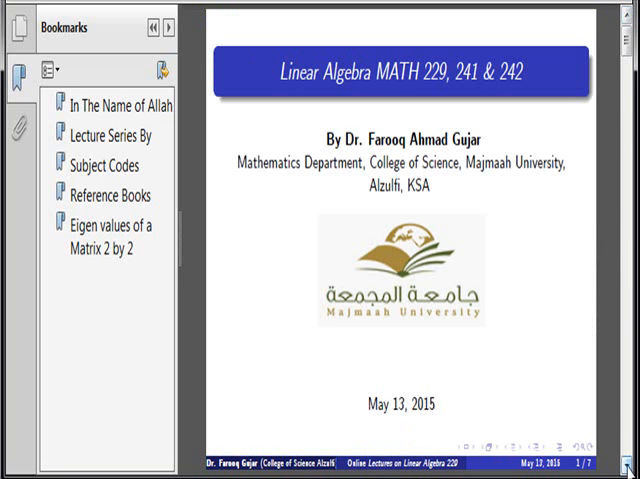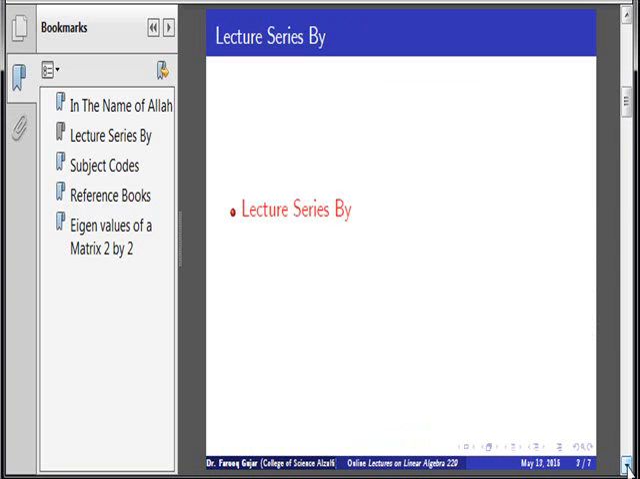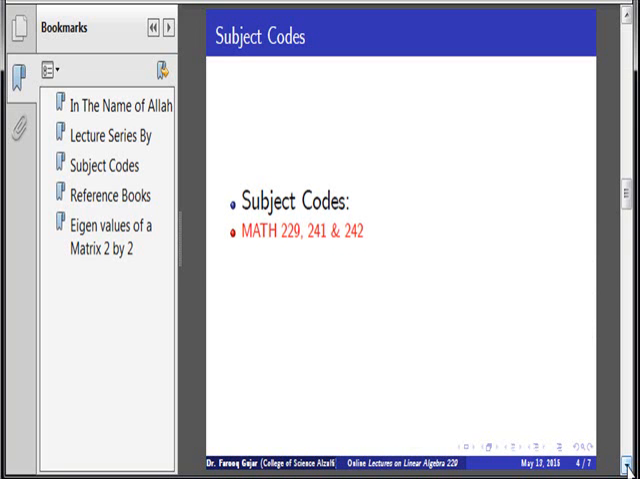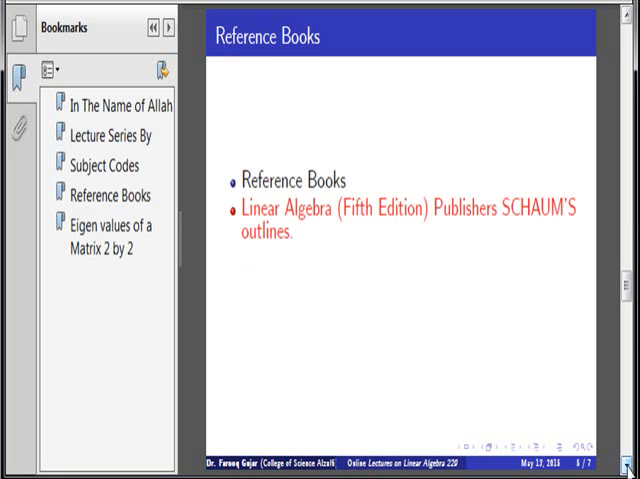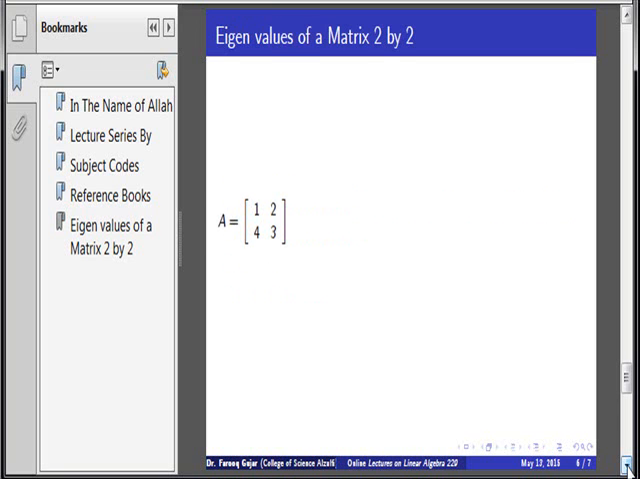Today we are going to record lecture number 7, and our topic is how to find eigenvalues for a 2 by 2 matrix. This 2 by 2 matrix is very easy to solve, so we are going for the easiness first, and then in the next series we will solve 3 by 3 matrices. This is lecture number 7, and the references book was already mentioned in our previous lectures, the same references for the same series.